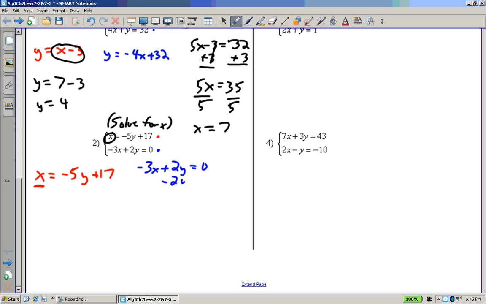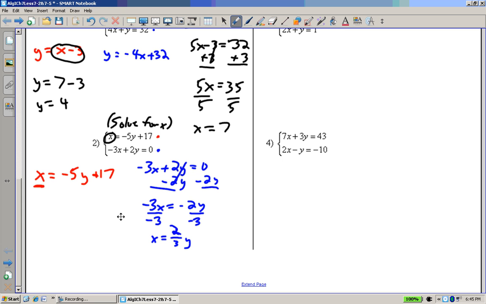So we'll subtract 2y from both sides. Negative 3x equals negative 2y. And divide by negative 3. Negative divided by negative is a positive, so this is 2/3 y.